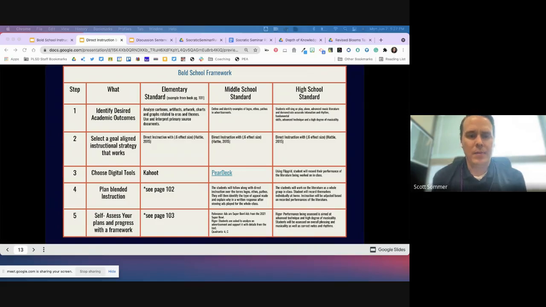And then in the plan blended instruction, the students will work on literature as a whole, as a group. Students will record themselves individually at home. So this is a little bit of a flipped classroom model here as well. Instruction will be adjusted based on the recorded performances on the literature. And then the rigor performance being assessed is aimed at advanced technique and high degree of musicality. Students will be assessed on the overall phrasing, musicality, as well as correct notes and rhythms.